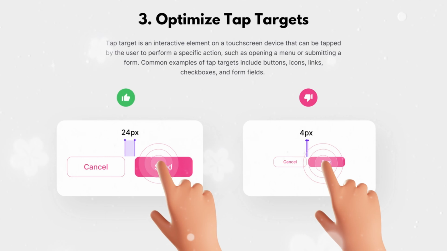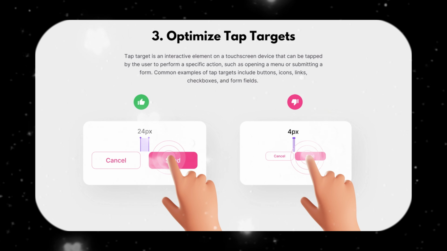A tap target is an interactive element on a touchscreen device that can be tapped by the user to perform a specific action, such as opening a menu or submitting a form. Common examples of tap targets include buttons, icons, links, checkboxes, and form fields. The size and placement of tap targets are crucial in mobile design because they affect the ease with which users can interact with an interface.